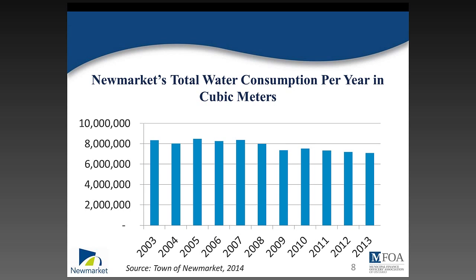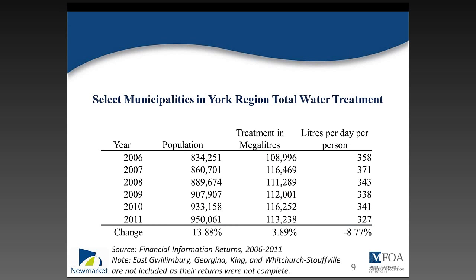So I looked at other municipalities in the York region. Pulling from financial information returns, I found that despite the region's population growth rate being twice the provincial average, the total amount of water consumption in these municipalities only grew by 4% over 5 years. Then I started looking at other municipalities in Ontario, and they show a very similar trend: consumption per capita, even total consumption, is going down.